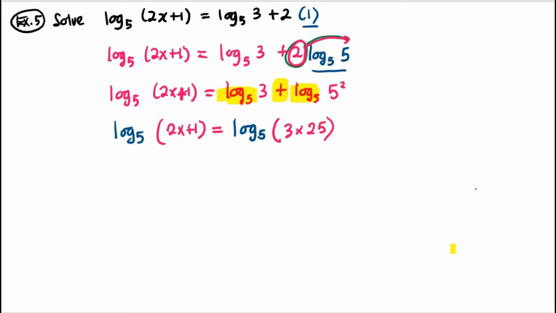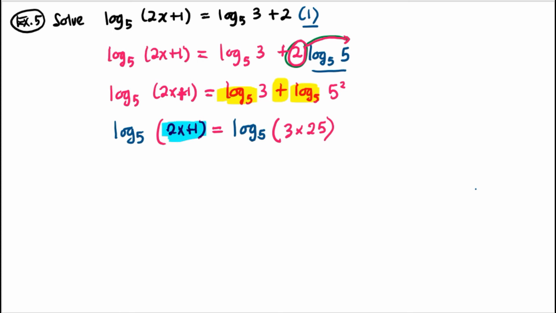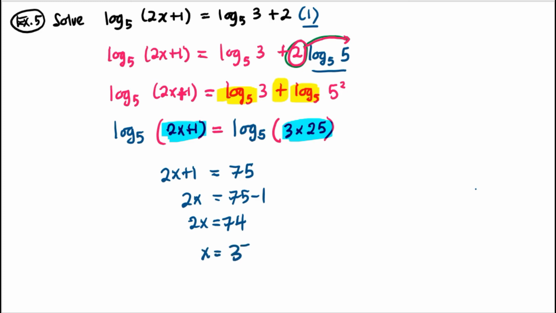Now we are going to compare, because there is one log on the right side and one log on the left side. The one in the bracket here, 2x plus 1, is equal to 3 multiplied by 25, which gives you 75. Now you have 2x equal to 75 minus 1, which gives you 74. To find x, you just need to divide 74 by 2. Therefore, x is 37.